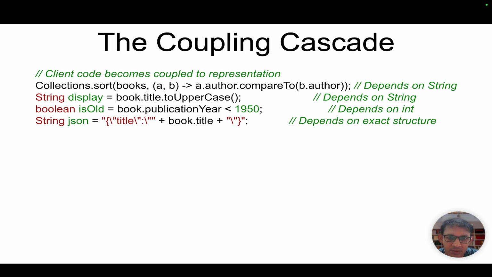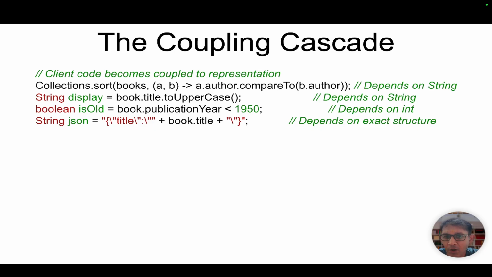Now imagine you need to support internationalization, where names need multiple languages, or complex dates with different calendar systems and BCE dates, or rich metadata like ISBNs, editions, and publishers. Every single client needs to change. Your simple refactor becomes a project-wide migration. This is the maintenance nightmare that representational independence prevents.